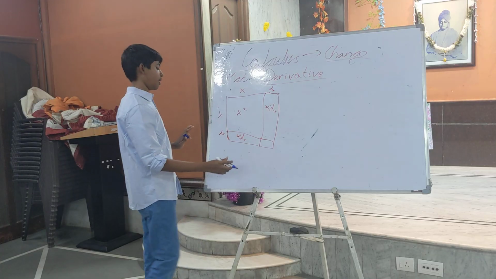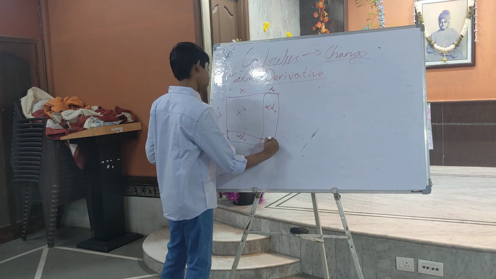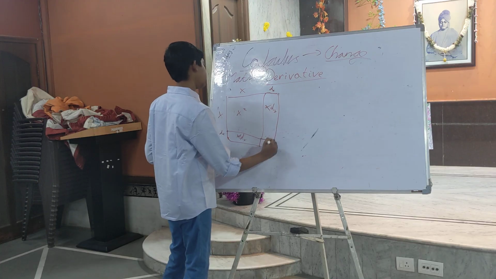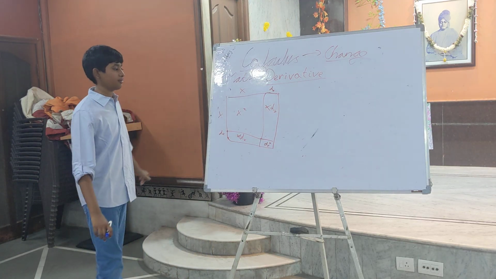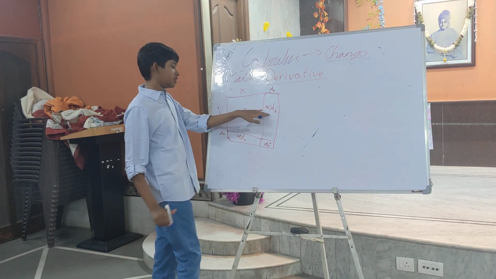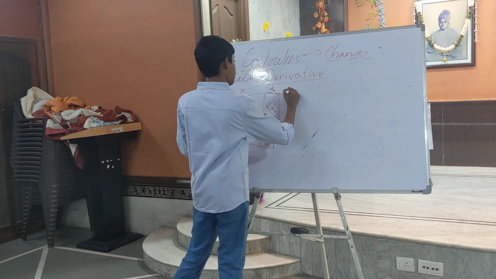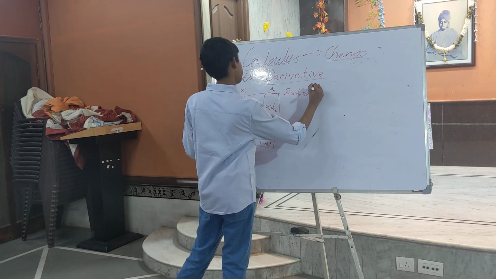And this tiny square here has sides dx and dx, so the area will be dx squared. So we've come up with the same thing we did previously with all the algebra, but we didn't do any algebra. Now, we can see that when you add all of these up, x dx plus x dx is just 2x dx, plus dx squared.